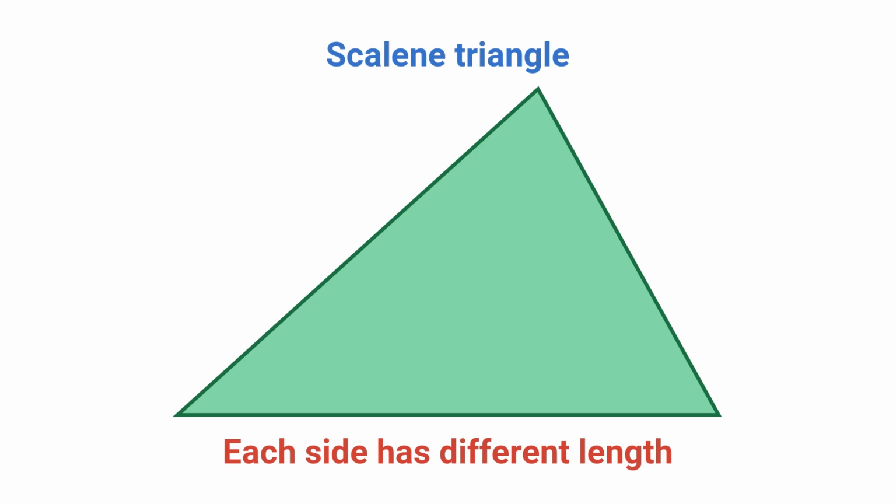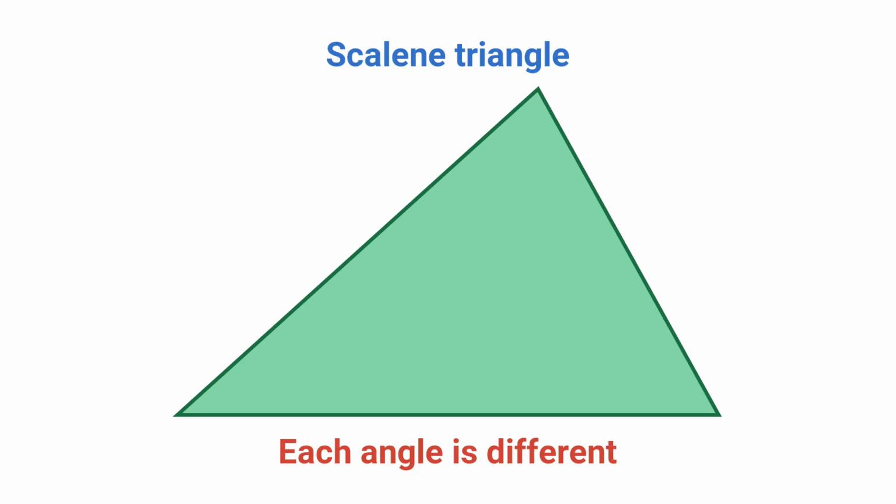This triangle has three sides of different lengths. It is called a scalene triangle. All three angles of a scalene triangle are different.